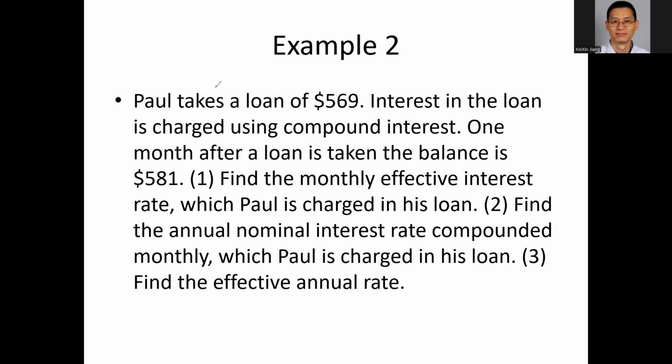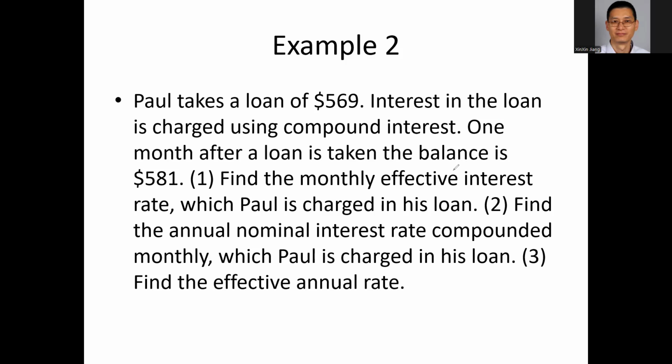The next question. Paul takes a loan of $569. Interest on the loan is charged using compound interest. Basically, it's compound interest. 1 month after the loan is taken, the balance is 581. Find the monthly effective interest rate which Paul is charged on his loan, then find an annual nominal interest rate compounded monthly which Paul is charged, and then third, find the effective annual rate.